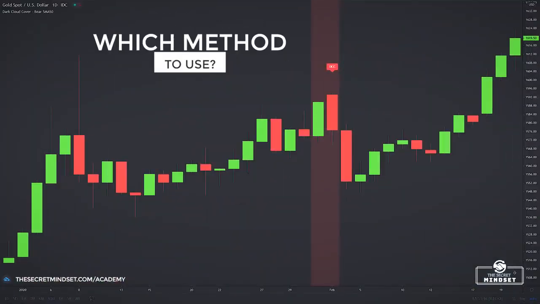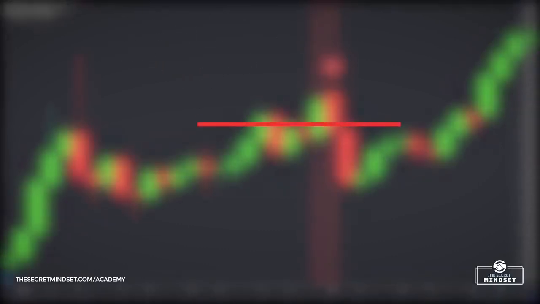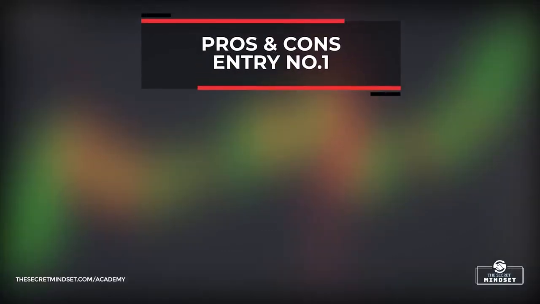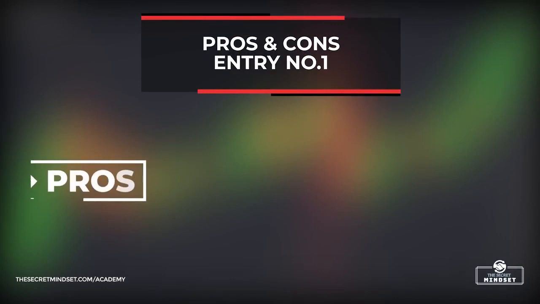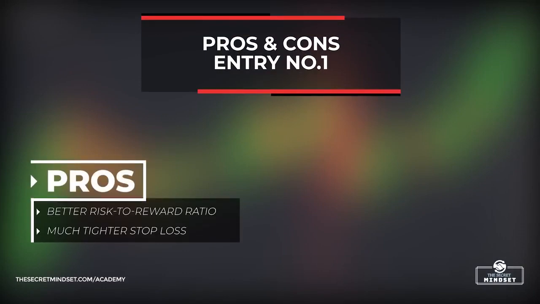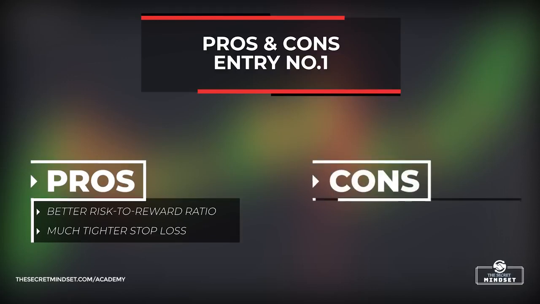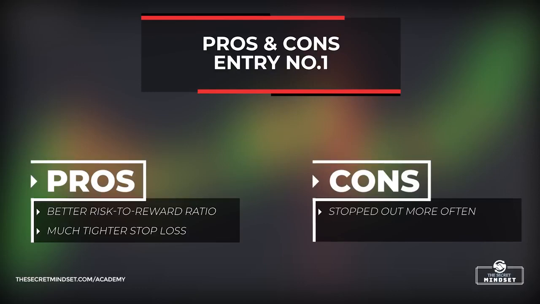How to decide which entry method to use? Well, you decide which one suits you. Here are the pros and cons of using each method. For entry method number 1, the pros are you can get a better risk-to-reward ratio for the same take profit level and a much tighter stop loss than the other entry method. The cons are you get stopped out more often than the other entry method.